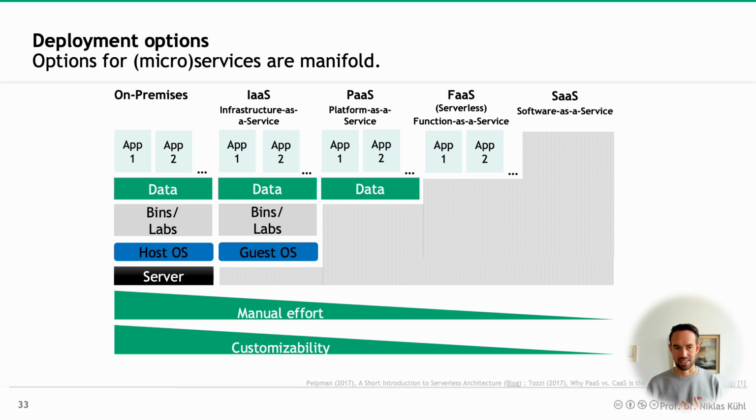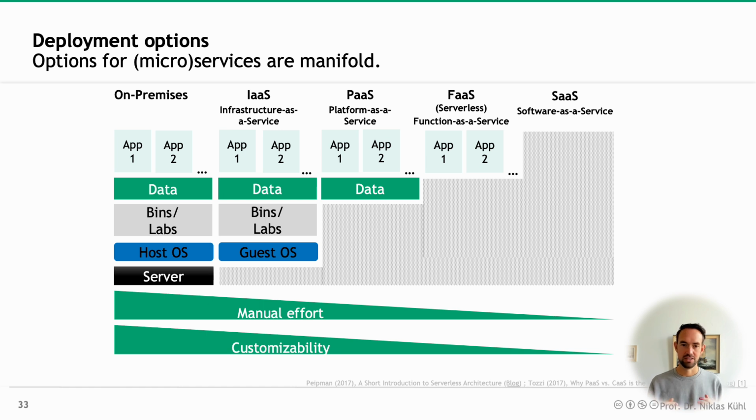Then the next step is platform as a service. Now, you don't have to worry about operating systems or bins and libs anymore. Now it's all about your data and your application that you host there. Again, you lost a little bit of customizability, but also have less manual effort. And then we move into a very modern paradigm called function as a service. Now, you only have single functions, single microservices, which serve one specific business function. That means not even data is hosted there anymore.